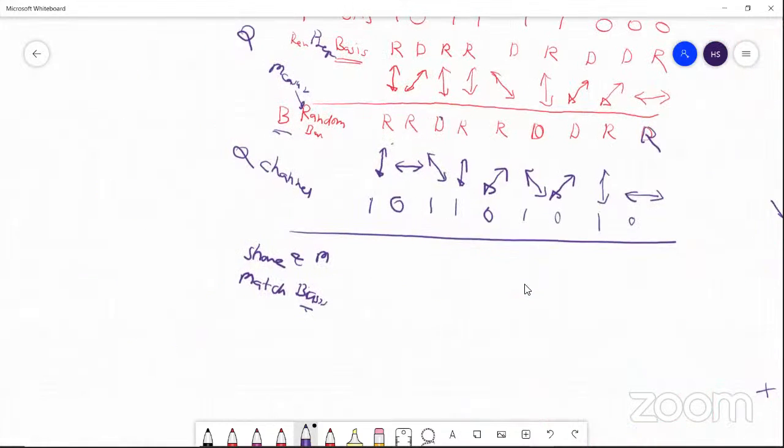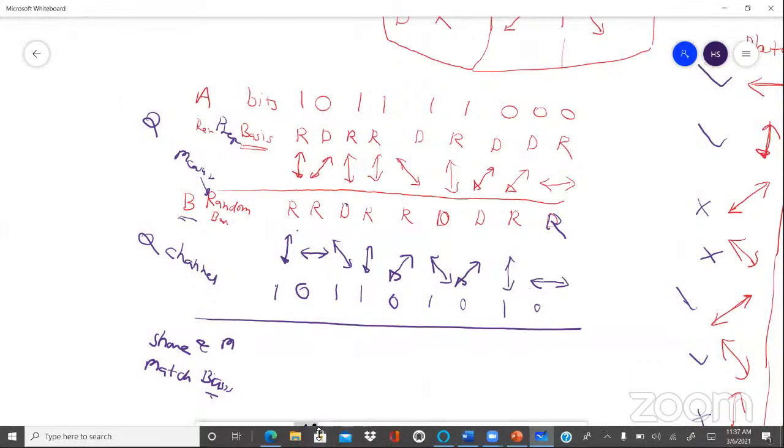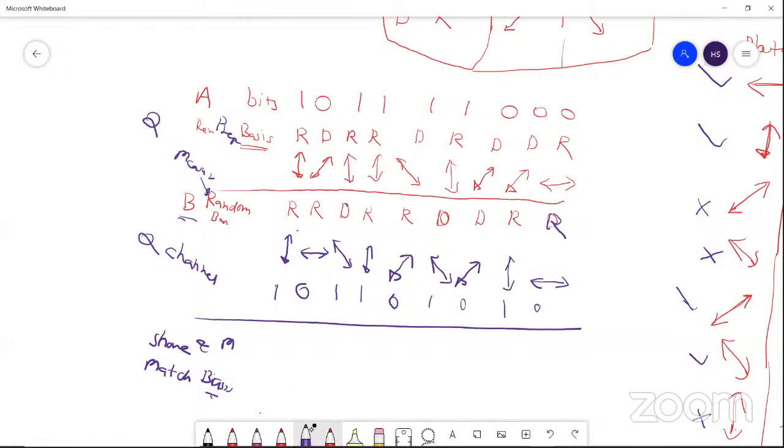So if you see here in this table, first position, the bases are matching. Here, if you see, the basis is matching. So what they will do is, okay, they will say keep this bit.